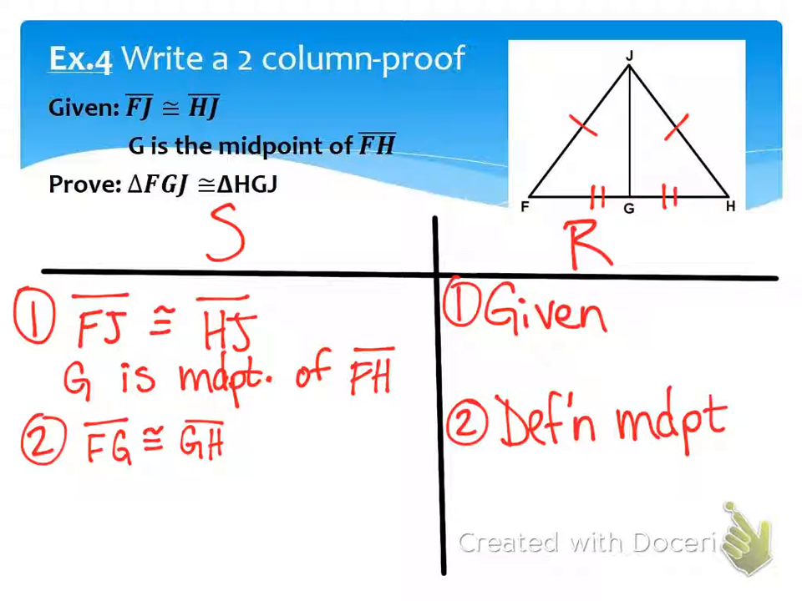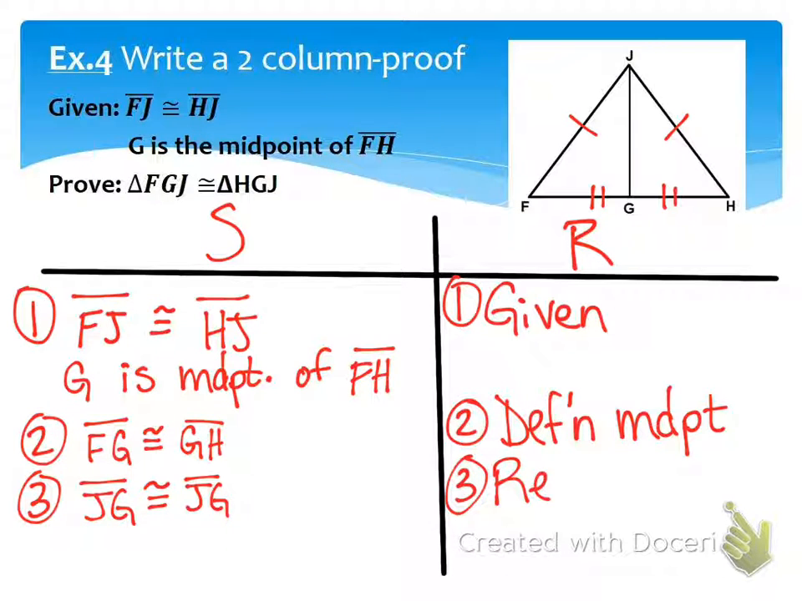Do we have enough to make our proof statement? No, we've only got 2 pairs of sides. We need that third pair. What is it? Good. I don't care if you call it JG or GJ. Either way, it is congruent to itself by the reflexive property.